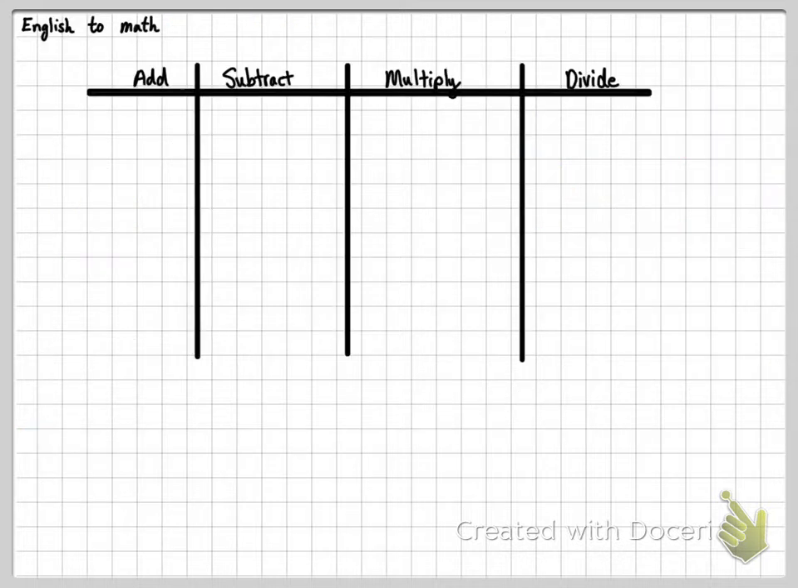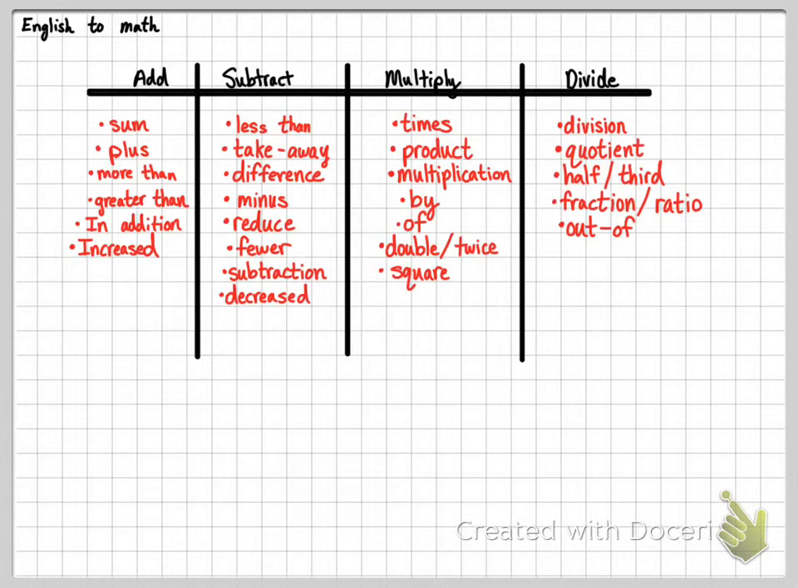Okay. Now, English to math. We usually do this in class, but obviously since we're not in class, I'm just going to give you these answers. These are just some examples of, for example, add. You could say add is sum, the sum of, plus, more than, greater than, in addition, increased.